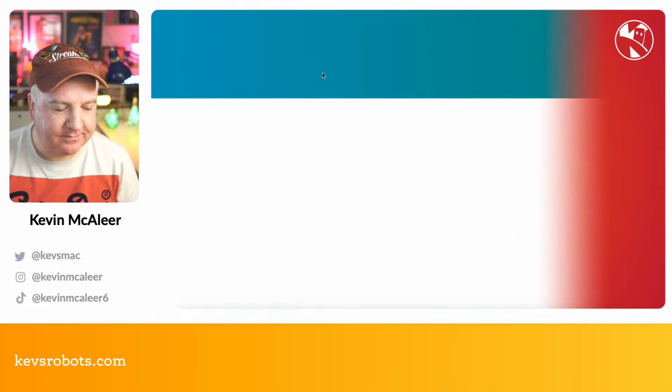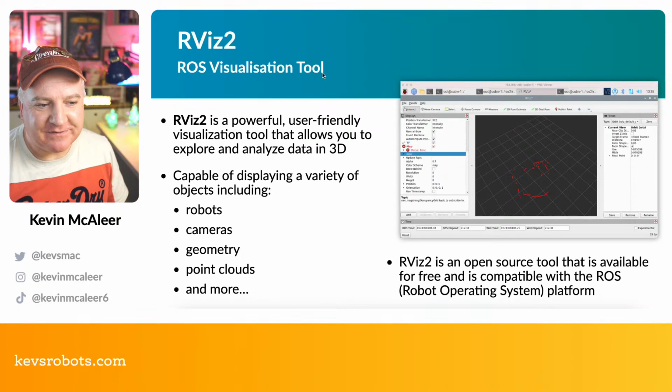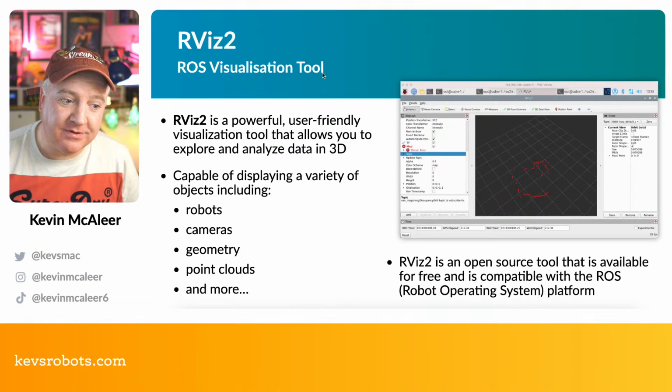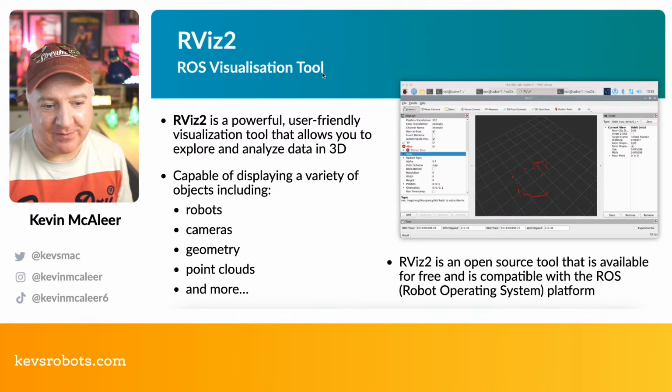And we're going to have a look at what RViz2 is. RViz2 is a powerful, user-friendly visualization tool that allows you to explore and analyze your data in 3D. It's a really, really cool piece of software. You can bring things in like robots, cameras, geometry, point clouds, which is essentially what our LiDAR data is going to be, and so much more.